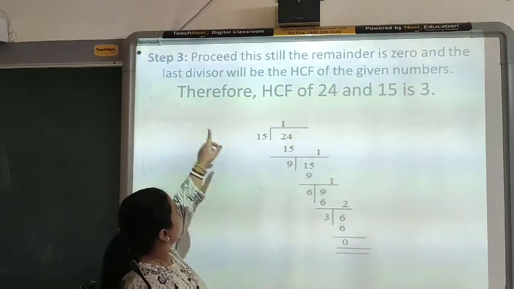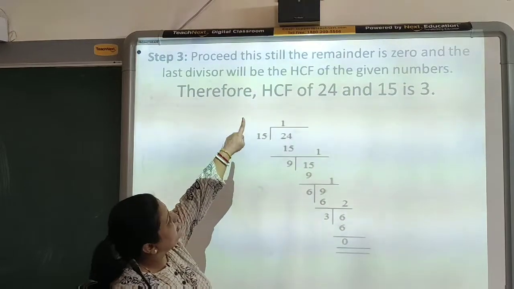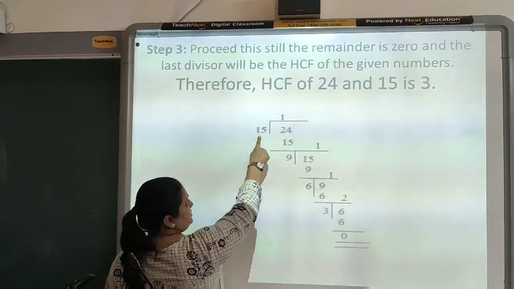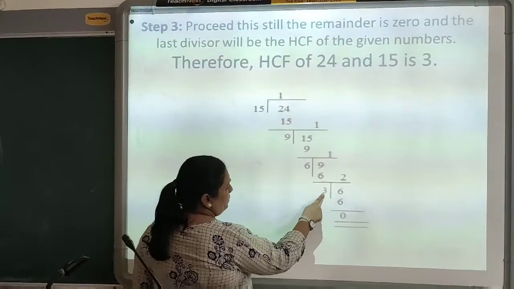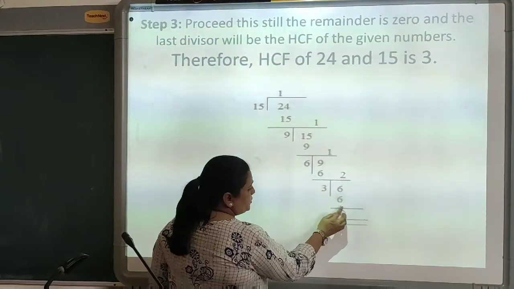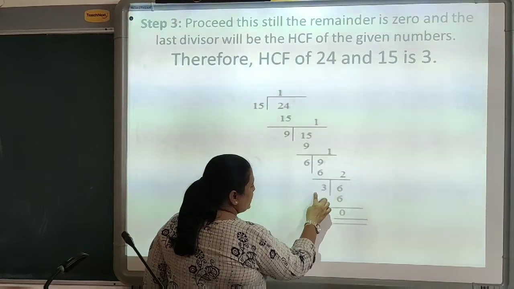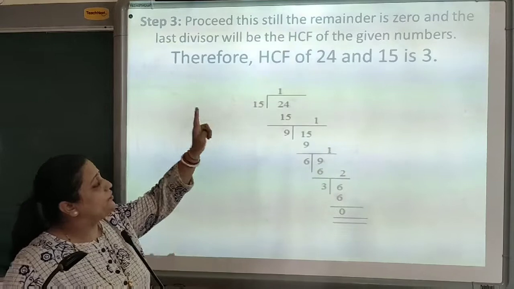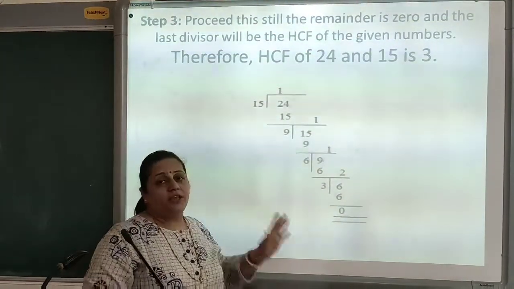Okay, so what will be the answer? The last divisor will be the HCF of the given numbers. Which is our last divisor? It was first, second, third, fourth, and here our division is closed. So what is our last divisor here? 3 is our last divisor. So the HCF is 3. Therefore the HCF of 24 and 15 is 3.